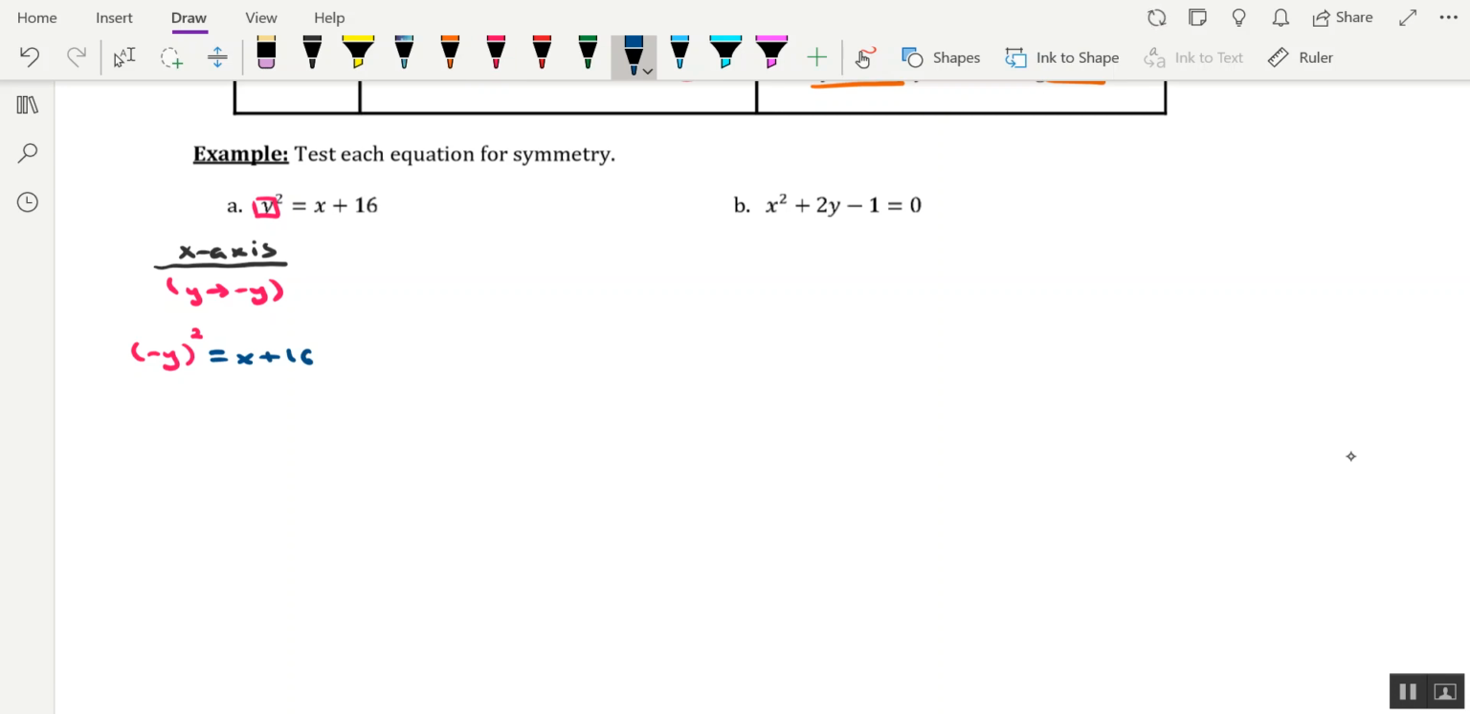Now what happens when you square a negative anything is that it turns from a negative to a positive. So if we square negative y, the negative sign will turn into a positive sign, and we end up getting y squared equals x plus 16. Now you'll notice that this matches the original version of the equation, and because of that, we can conclude that should we be able to graph this equation, it would have x-axis symmetry.